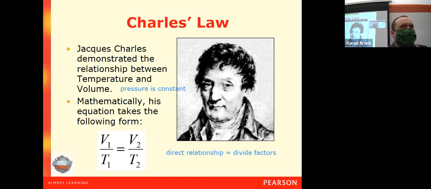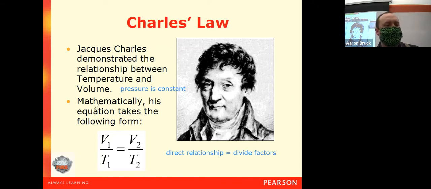But for direct relationships like these, the factors that we are going to use are going to be divided by each other. So my volume goes up, temperature goes up by the same token, by the same margin. My volume goes down, my temperature goes down by the same margin as well. Relatively straightforward.